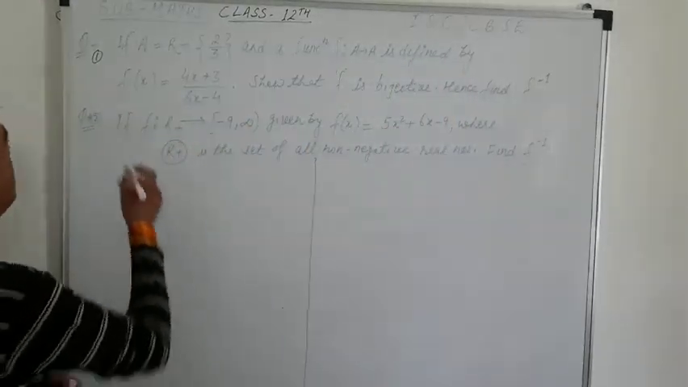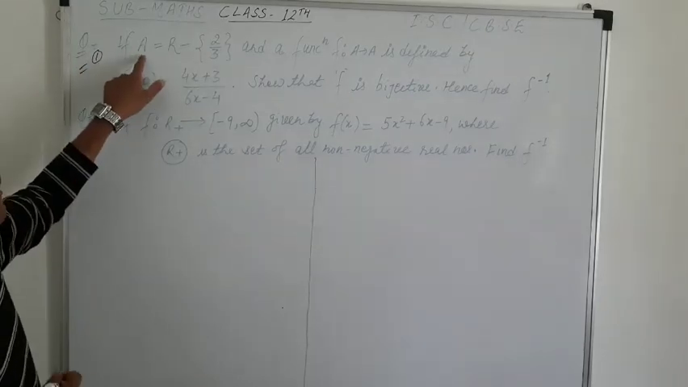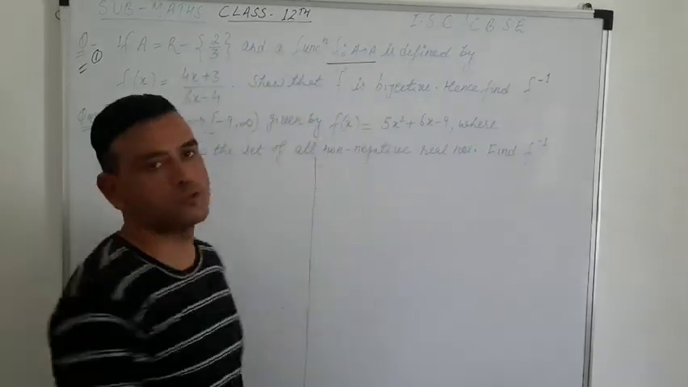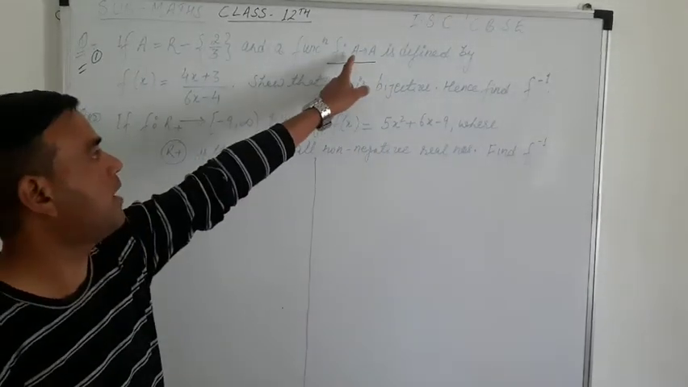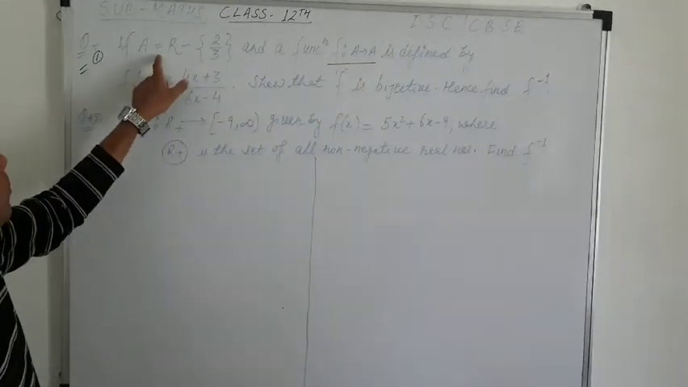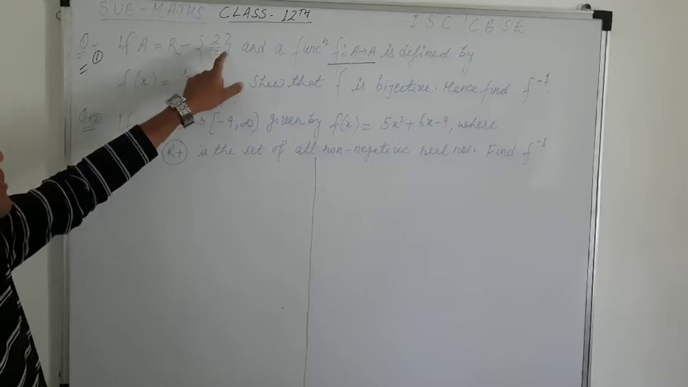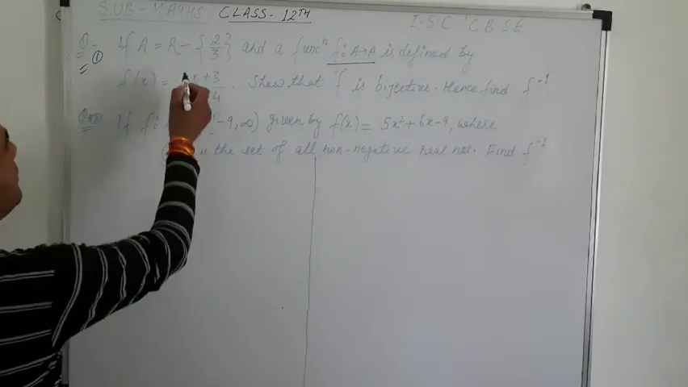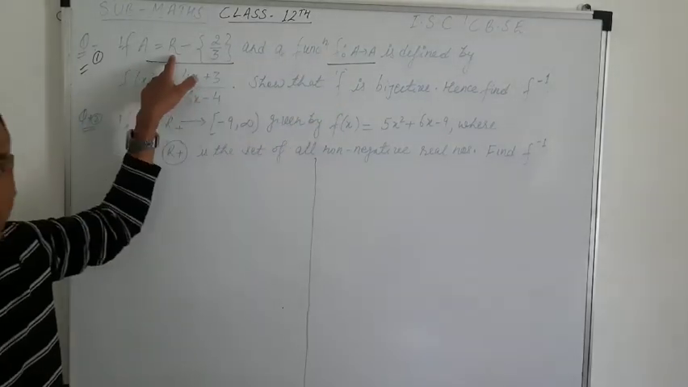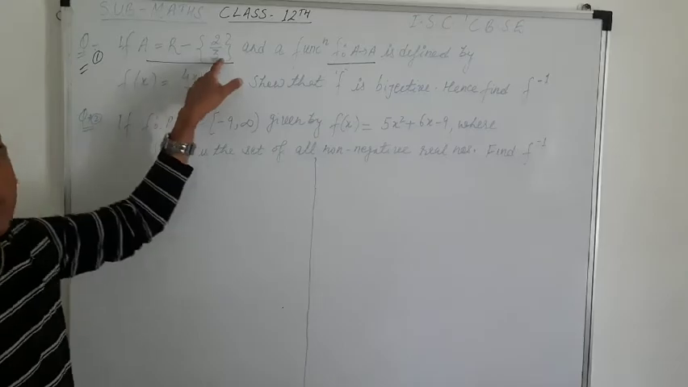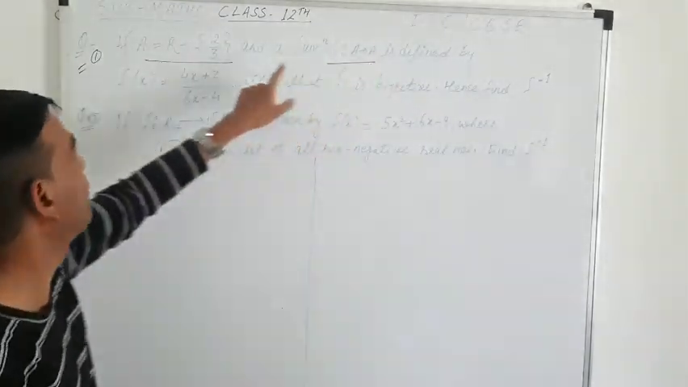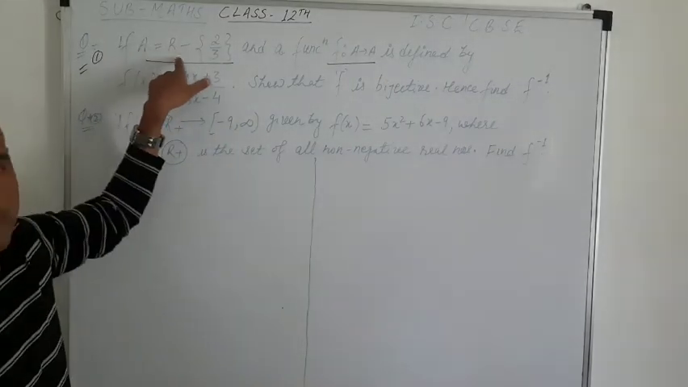First question: if a function is given as f from A to A, it means this function is defined on the set A, where A is equal to R minus {2/3}. Let me clear it: the domain of this function is the set of real numbers except 2/3, and the codomain of this function is also the set A, which is the real numbers except 2/3.